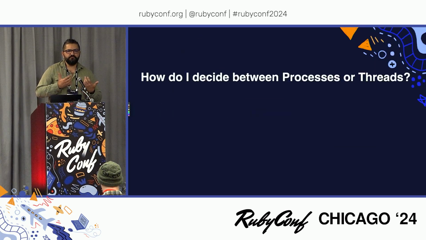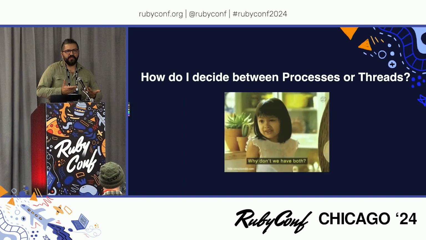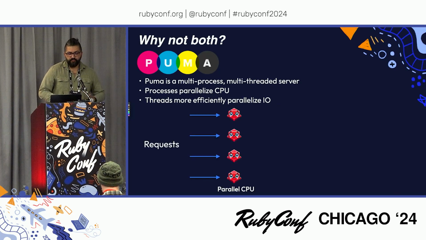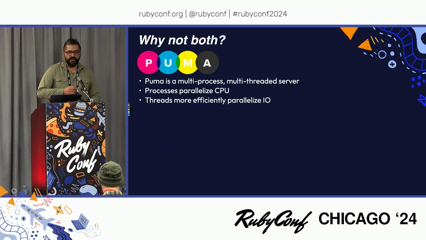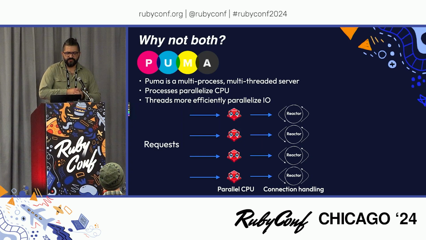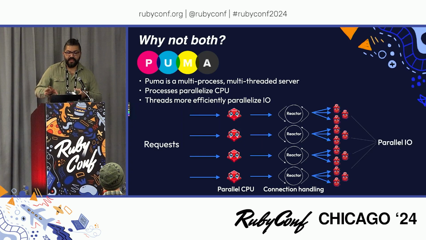How do I decide between processes and threads? And the answer is really, you want to have both. And so what's a good example of something that has both? Puma is a multi-process, multi-threaded server. The processes parallelize your CPU for you. The threads more efficiently parallelize your I/O. So similar to Pitchfork, when your request comes in, things can only be parallelized by using processes. There's this Reactor thing for connection handling in the middle, but then we ultimately hand off to our threads, which for something that does, look at those Amdahl's law ranges of I/O, you can increase and tweak the amount of threads you have to benefit your throughput more.